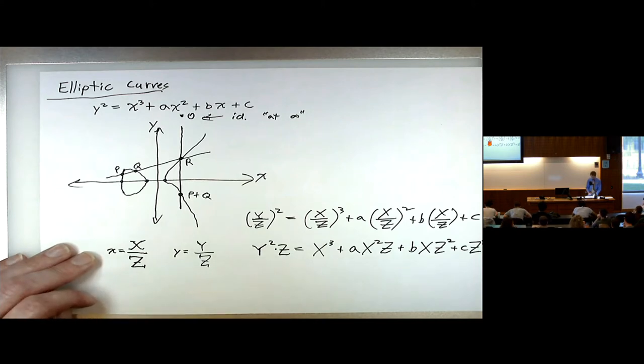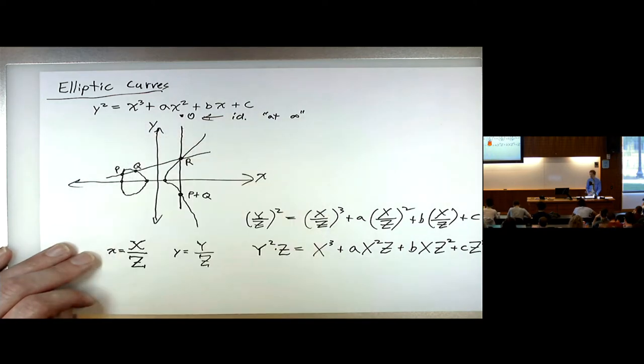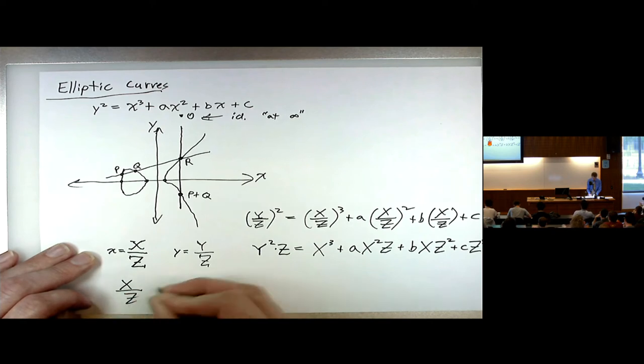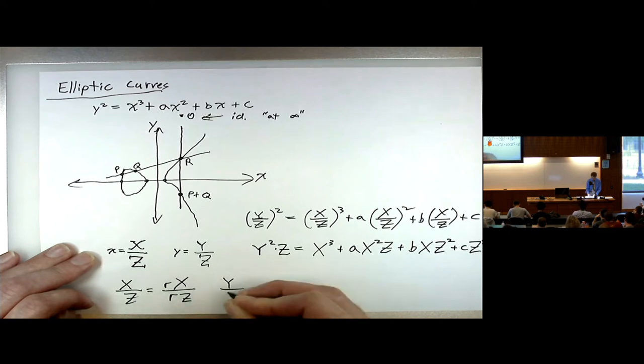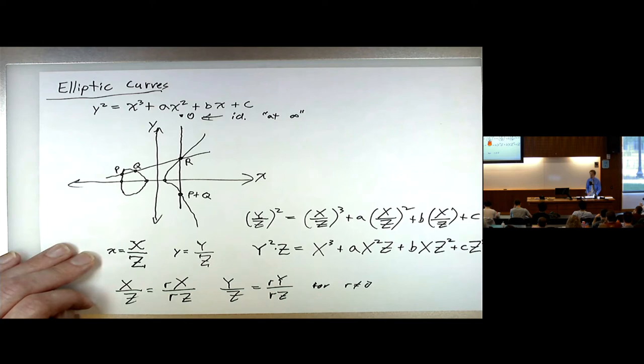Another thing you should see here is that I can, of course, rescale. While little x and y, I might have a unique pair, x and y corresponding to a point. That's not the case with these. I could take x over z equals r x over r z, y over z equals r y over r z, for r not equal to 0, right? Because the r's cancel out in the fractions, I get the same thing. And so we want this not to depend on r either. So we say that our projective points only depend up to rescaling.